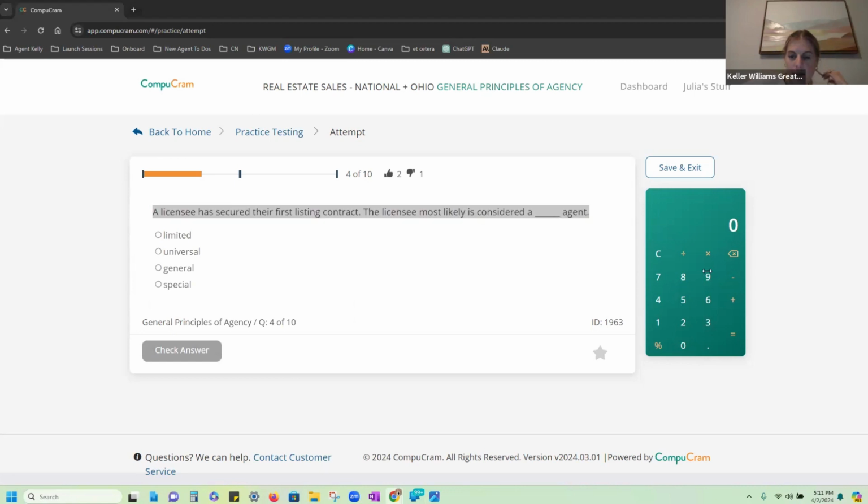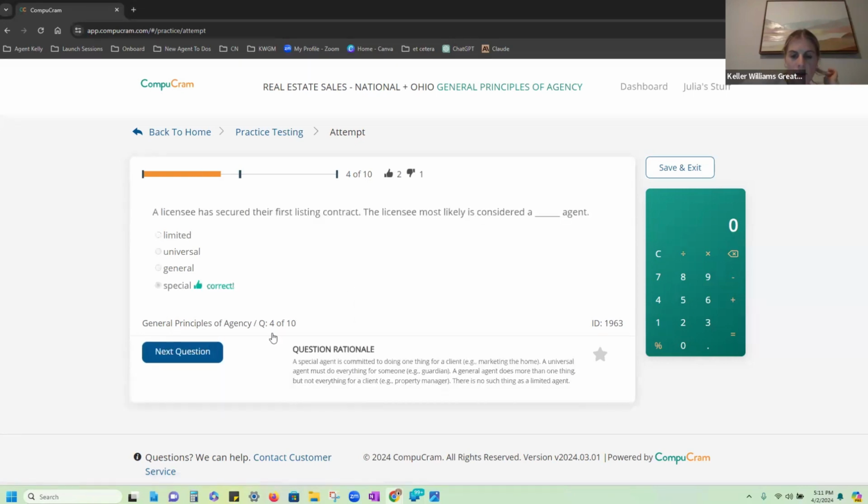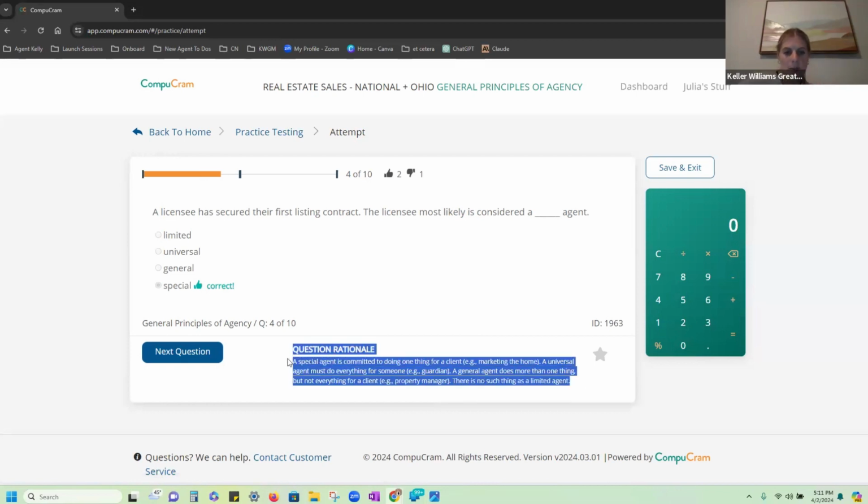Right. Thinking D. And D is correct. A special agent is committed to doing one thing for a client. Example, marketing the home. Good job. A universal agent must do everything for someone. Example, guardian. A general agent does more than one thing, but not everything for a client. Example, property manager. And there is no such thing as a limited agent. All right, good job, guys.